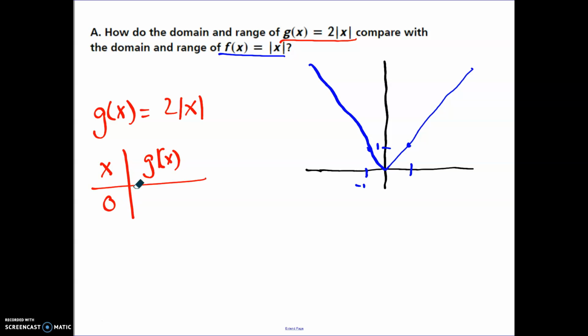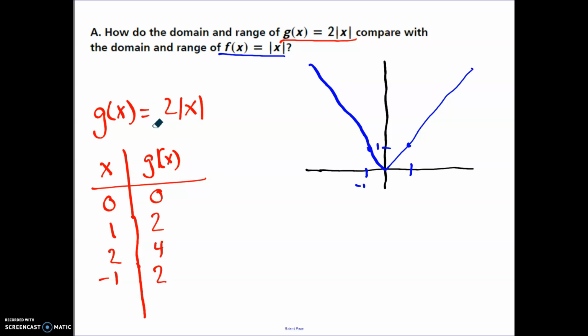If I put 0 in for x, well, the absolute value of 0 times 2 would give me 0. If I put in 1, times 2 would give me 2. If I put in 2, absolute value of 2 is 2, I'd get 4. I better check some negative numbers too. If I put in negative 1, well, the absolute value of negative 1 is 1 times 2, that would give me 2. So I could make a table to graph it.